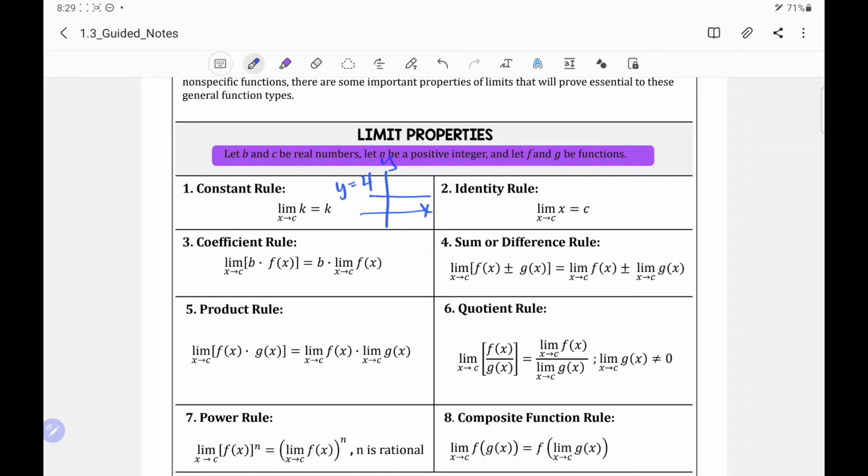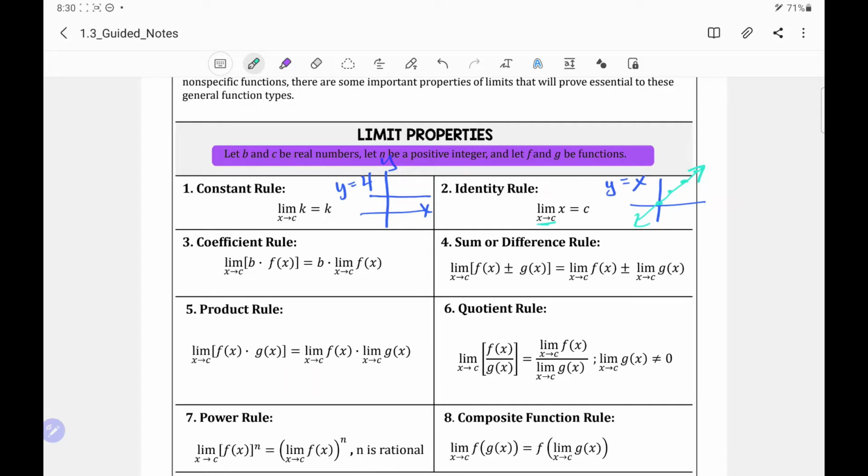Number 2, the identity rule. This is actually for y equals x. Okay? So the limit as x goes to c of x equals c. So if you think about it, again, with your x and y axis, let's say that you have the graph, it goes like this. And remember, the values are 0, 0, 1, 1, 2, 2, 3, 3. So y always equals x. That means that x equals c.